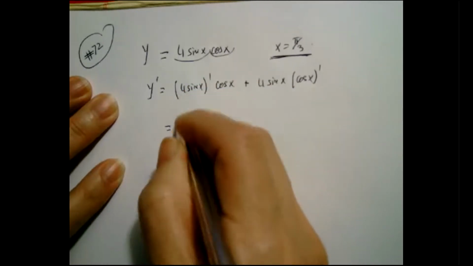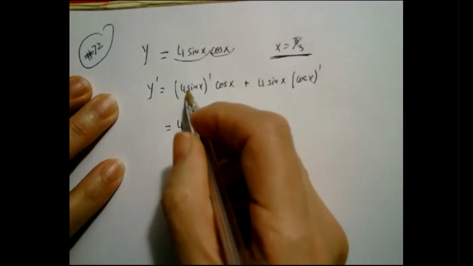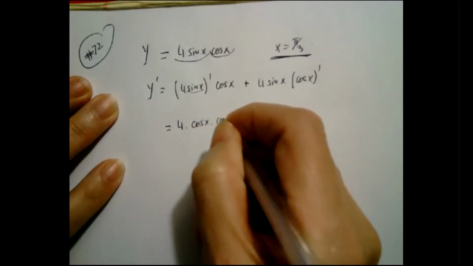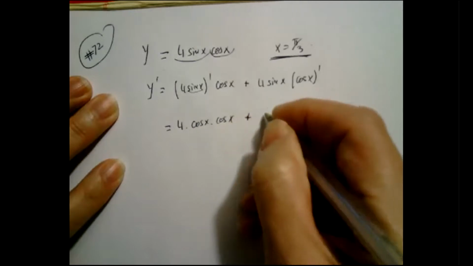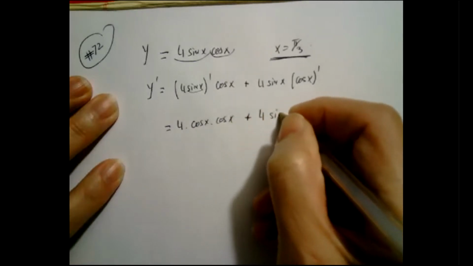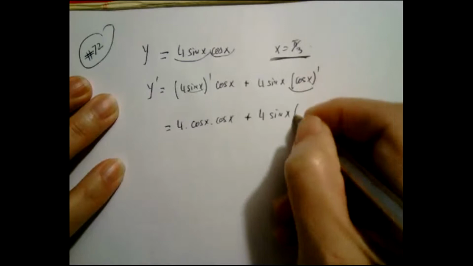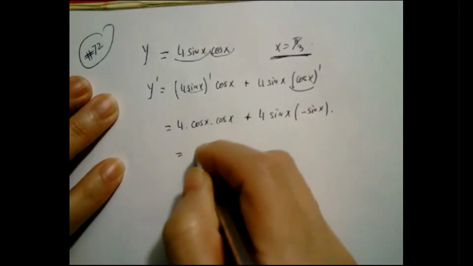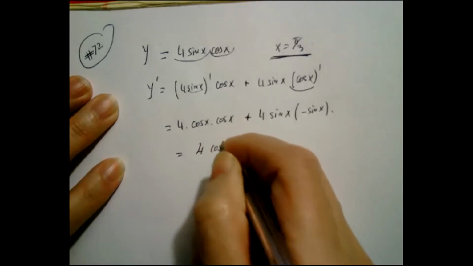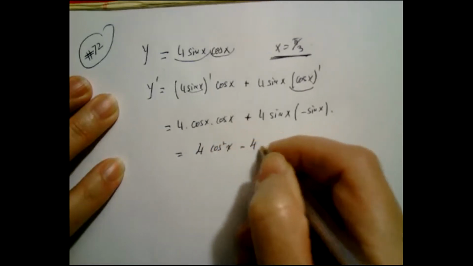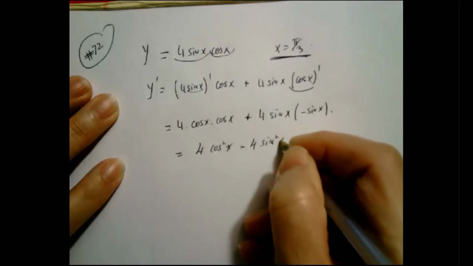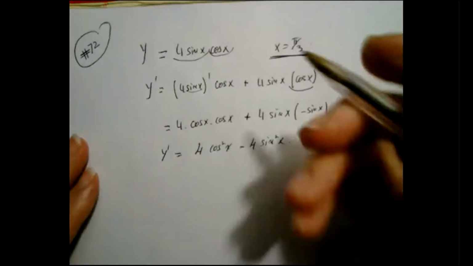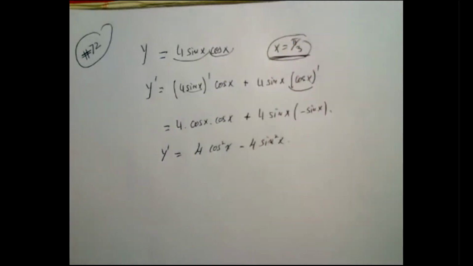The derivative is equal to 4, which is a constant, times the derivative of sine, which is cosine, times the cosine, plus 4 sine x times the derivative of cosine, which is minus sine. So I will get 4 cosine squared x minus 4 sine squared x. So that's y prime.